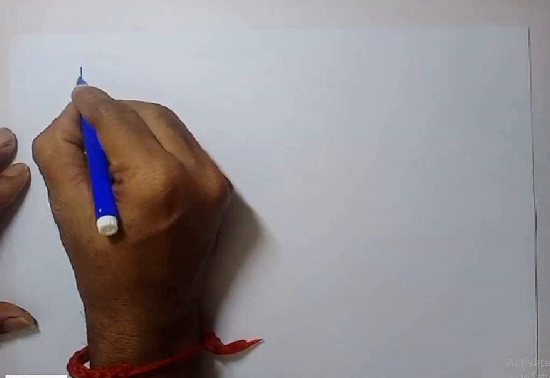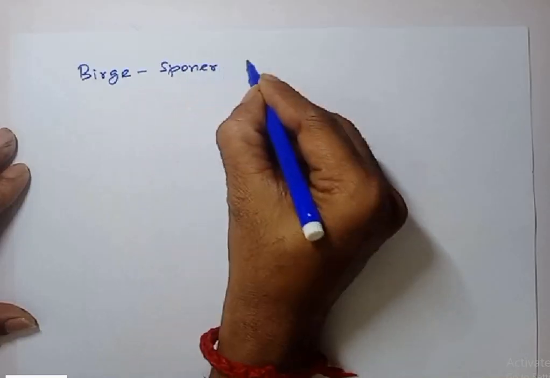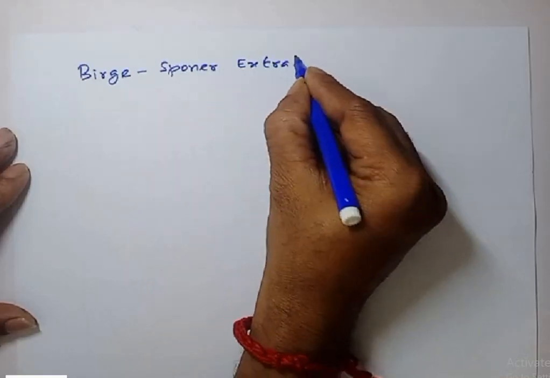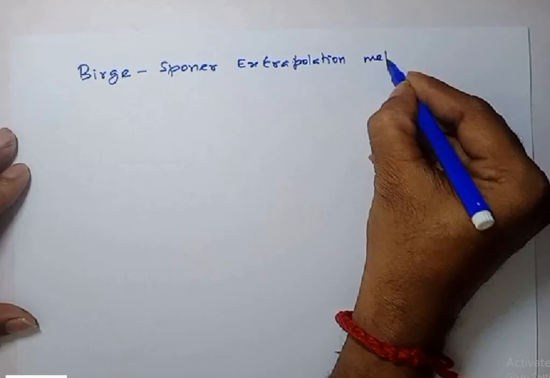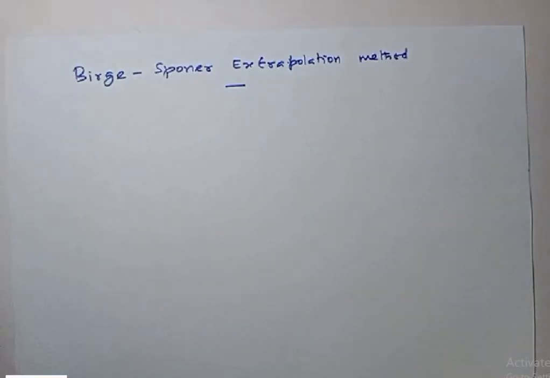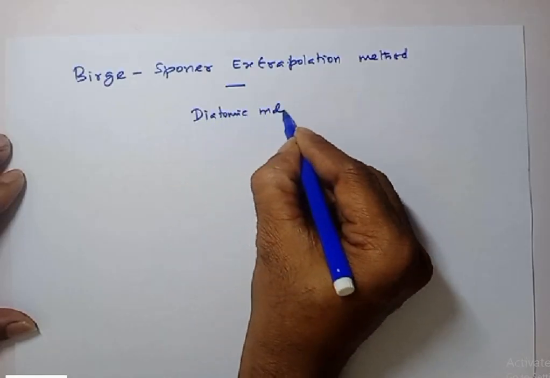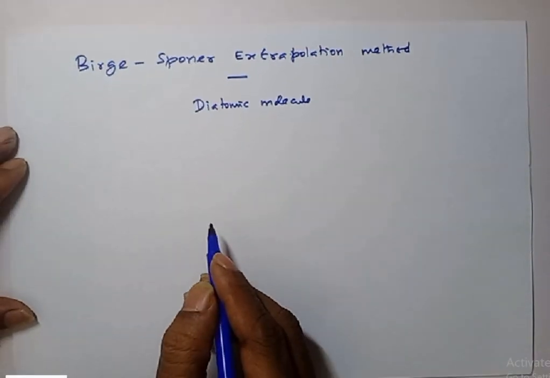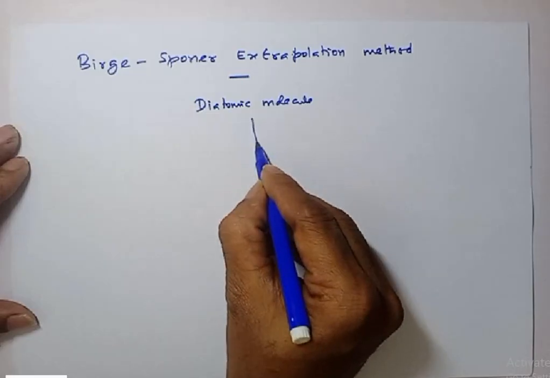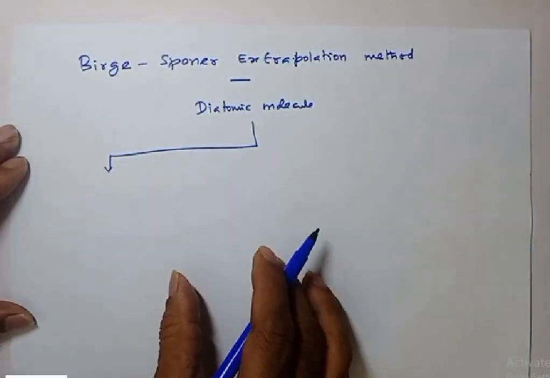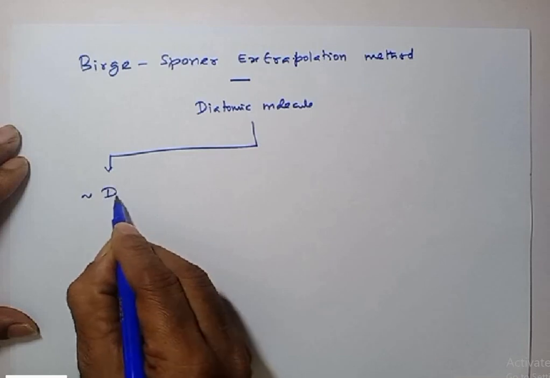See, Birge-Sponer extrapolation method. This method is applicable for diatomic molecules. What is the use of this method? Listen. For a diatomic molecule, using the Birge-Sponer method, we can find the approximate dissociation energy.